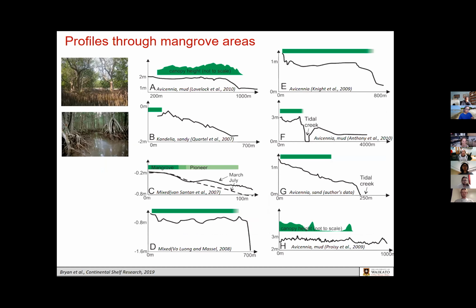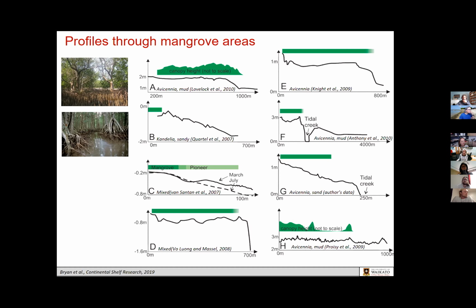And in particular, I've been interested in areas with mangroves, the whole upper north end of the North Island of New Zealand has Avicennia mangroves, which is one species of mangroves that actually exists all around the world. And you can see here some plots of intertidal profiles in mangrove regions, with the mangroves plotted in green and the profile in blue. And that's relative to local datum.